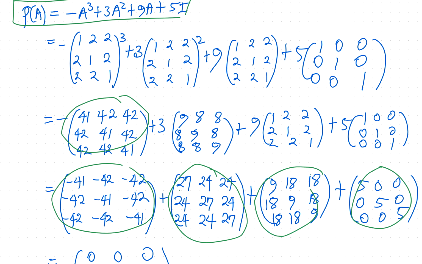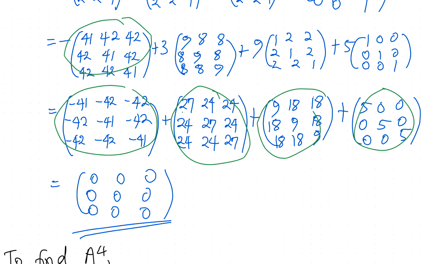So now you have minus 41 plus 27, that's minus 14. All right. Is it minus 14? Yes. Minus 14 plus 9, that's minus 5. Minus 5 plus 5, this is 0 now. Then minus 42 plus 24, that's minus 18. Minus 18 plus 18, that is 0. Minus 42 plus 24, minus 18. Minus 18 plus 18, that's 0. Then everything, by the time you do it entry by entry like that, minus 42 plus 24 minus 18 plus 18, that's 0. So if you do that all the way, you see that everything evaluates to 0.